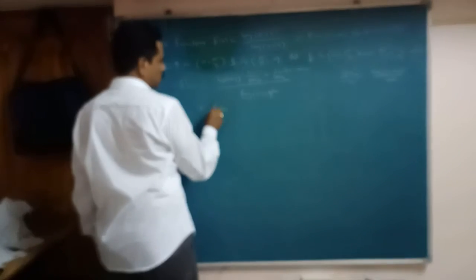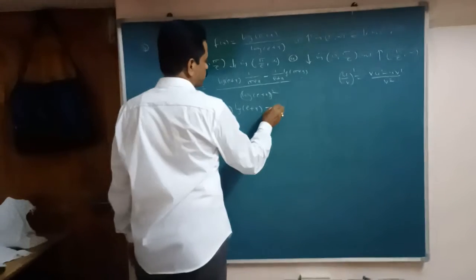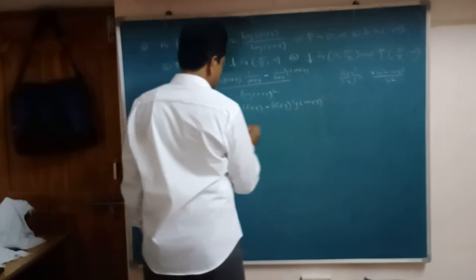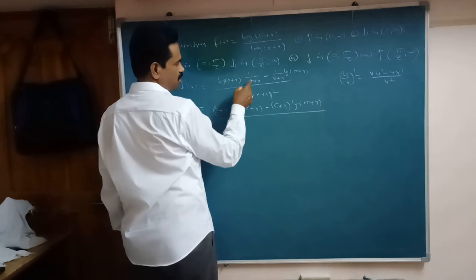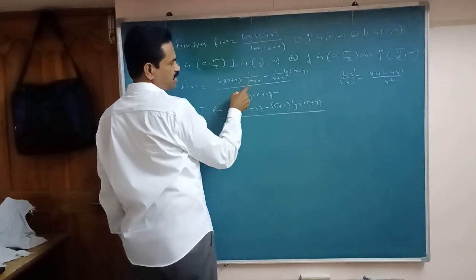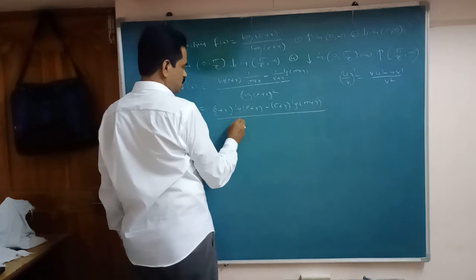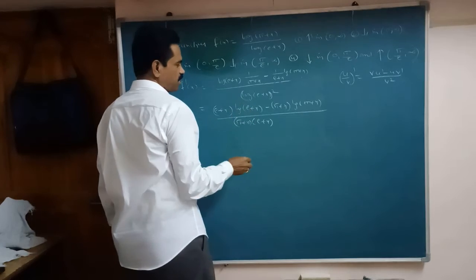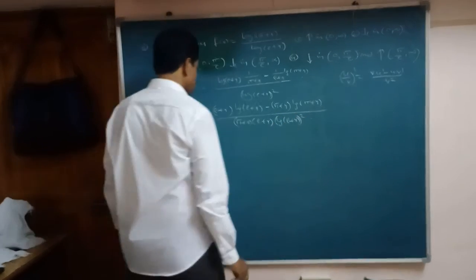Now taking the LCM here, e plus x into, by cross multiplication, log of e plus x minus pi plus x into log of pi plus x. The denominator fraction comes to the denominator, so that is pi plus x into e plus x multiplied with the denominator, log of e plus x whole square.